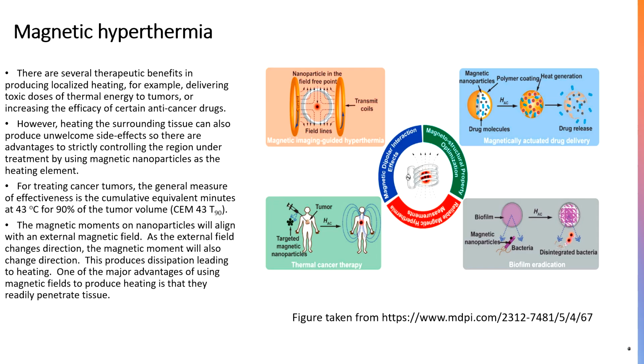So here some of the pictures will show you thermal cancer therapy: nanoparticle in the field, three points, magnetic nanoparticle, polymer coating, heat generation, and then the drug is released inside the cell.